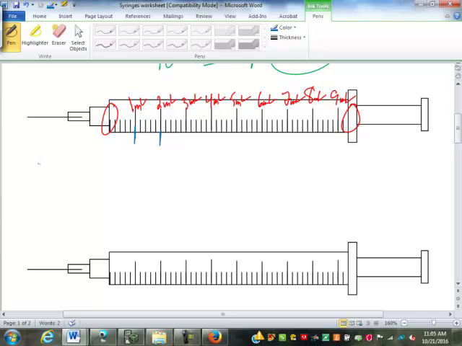That is from 1 milliliter to 2 milliliters. So 2 milliliters minus 1 milliliter is 1 milliliter again. How many spaces are between there? 1, 2, 3, 4, 5. There's 5 spaces. Good. So that is 1 milliliter divided by 5 is 0.2 milliliters per space, per division.